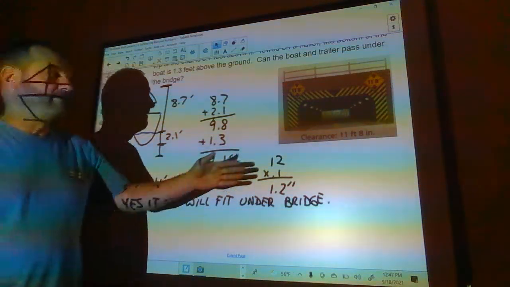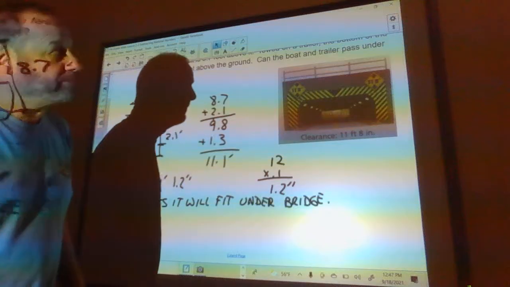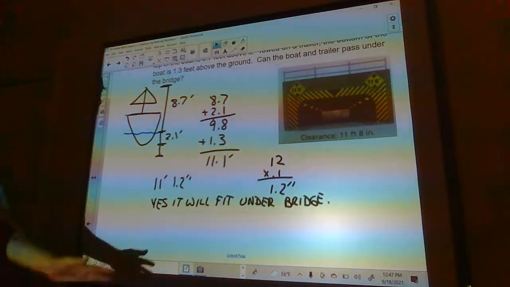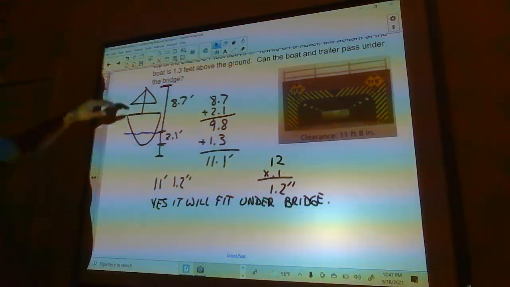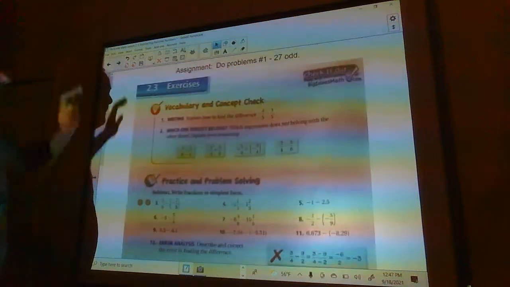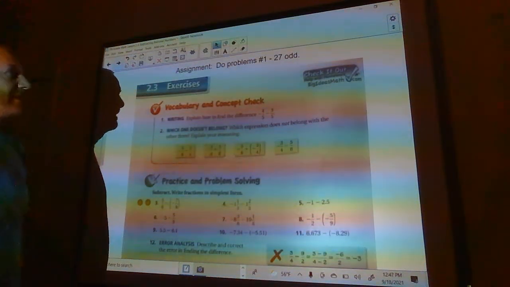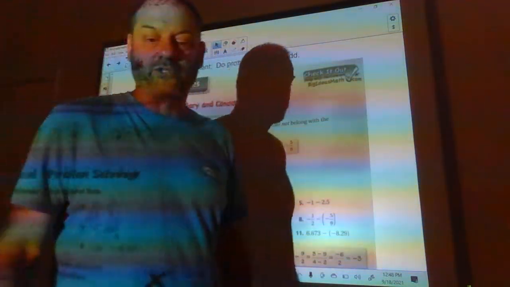If I had gotten 11 feet 7 inches, I'd be pretty nervous about going through there, but it would fit theoretically. Hopefully there's no lights hanging down or anything. Okay, real short lesson today, so 1 through 27 odd, and I will see you in class.